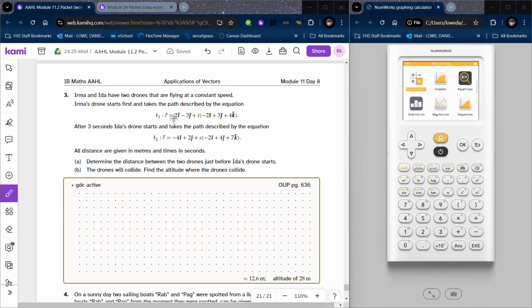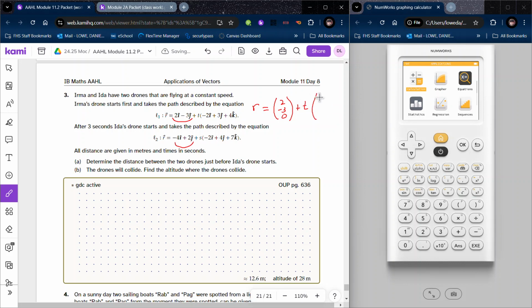So to understand what we have here, essentially this is a coordinate point, and here is another coordinate point. Remember, we want to understand that the initial position for this first drone is 2 in the x direction, -3 in the y direction, and usually the z direction is your altitude. Essentially that's saying that the drone starts on the ground, and then travels in the negative x direction, positive y direction, and positive z direction.